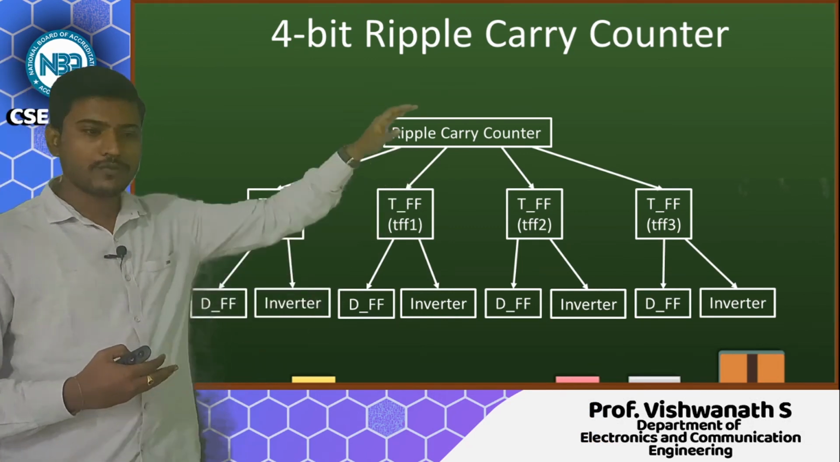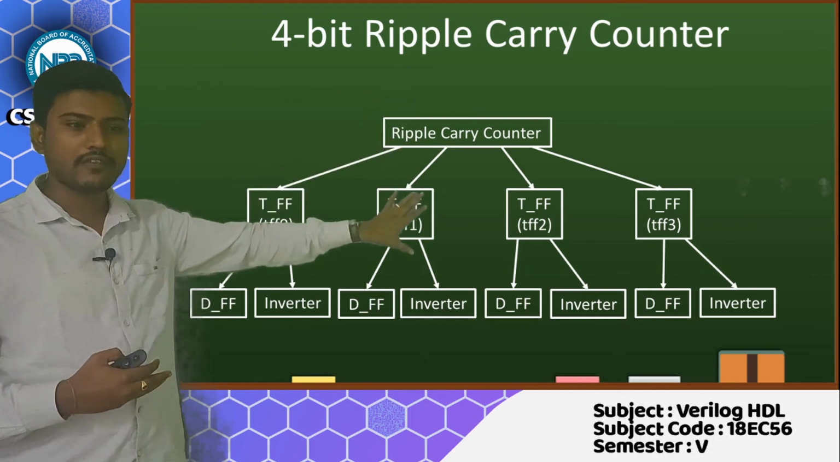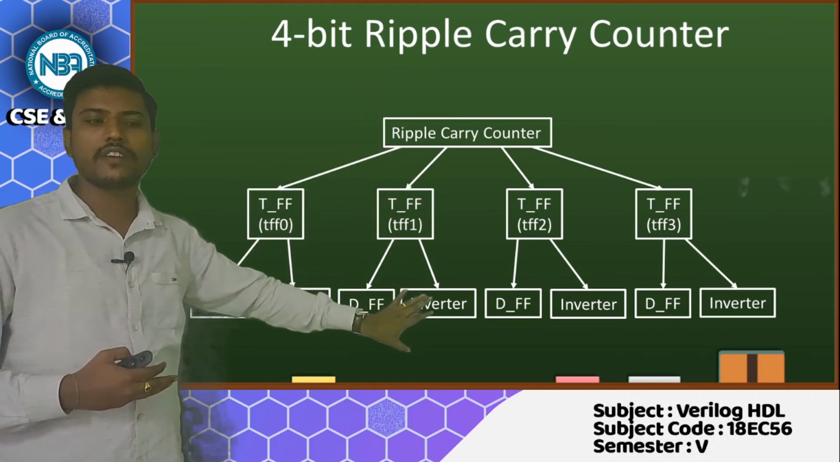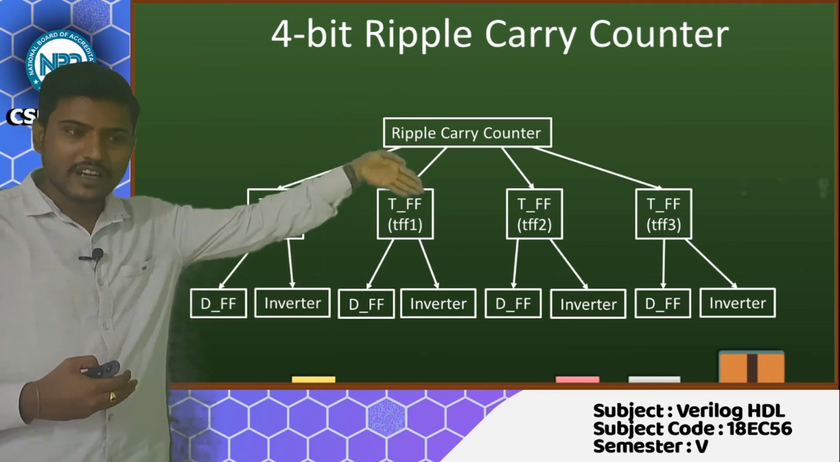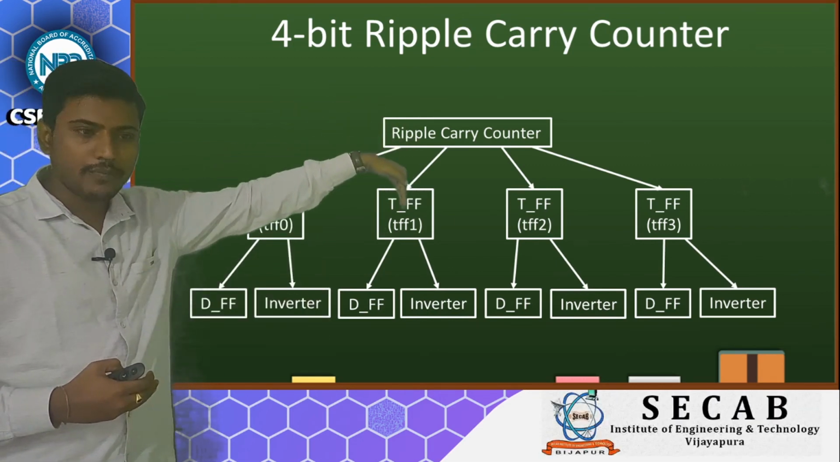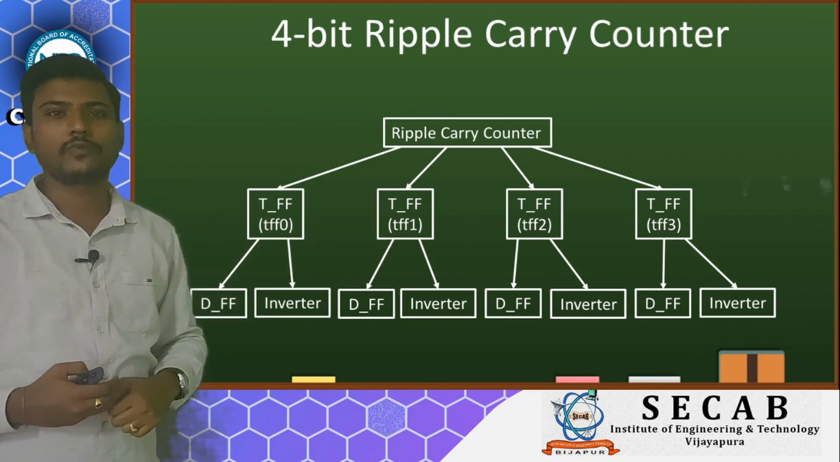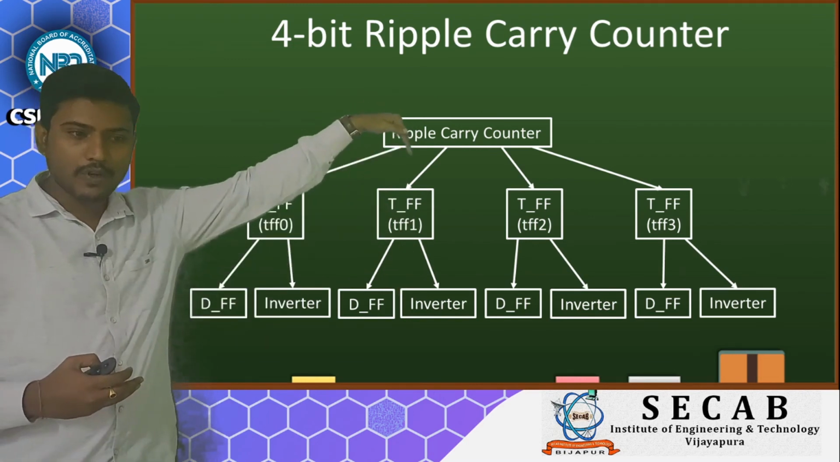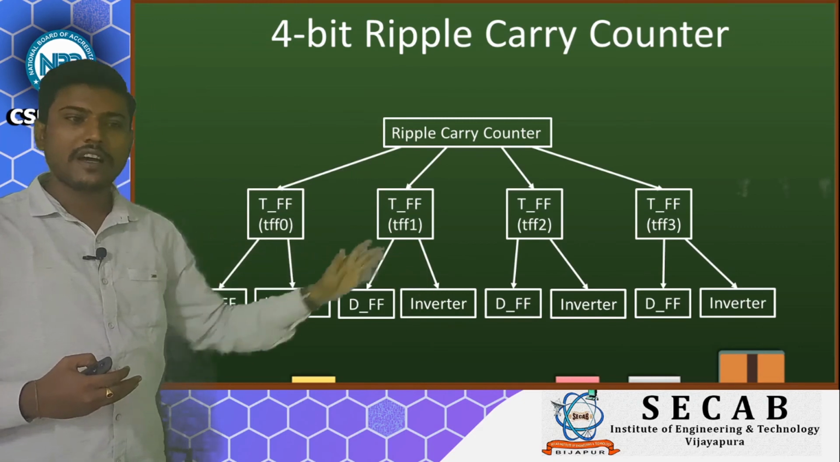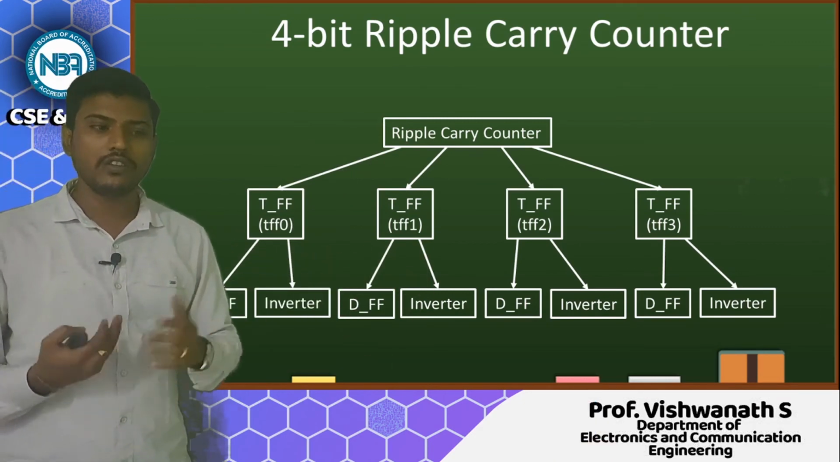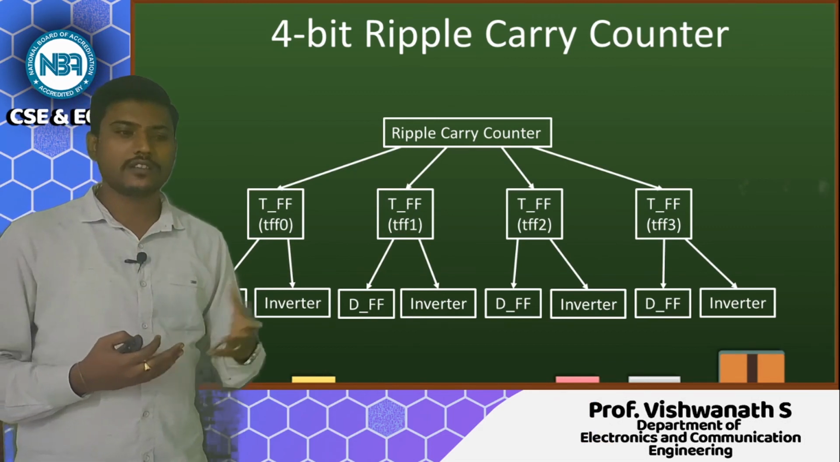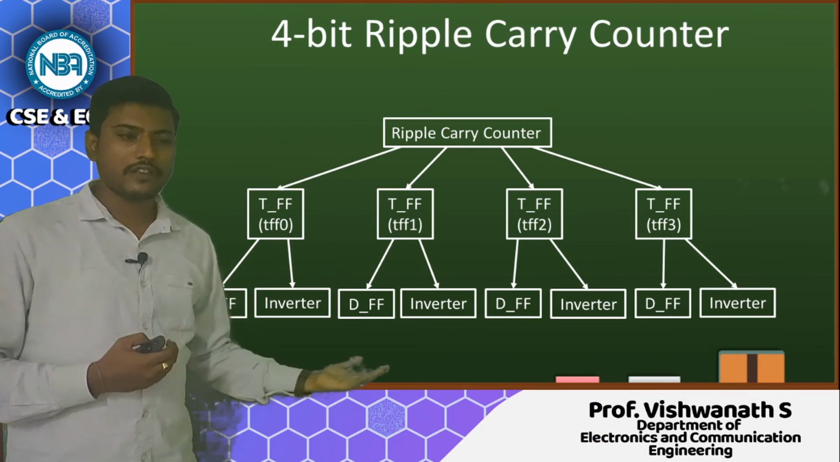Now, if you observe, from the ripple carry counter we have come to the T flop, and from the T flop we have come to the D flop and inverter. You can see that I am going from top to bottom. So, I can call it the top down approach.